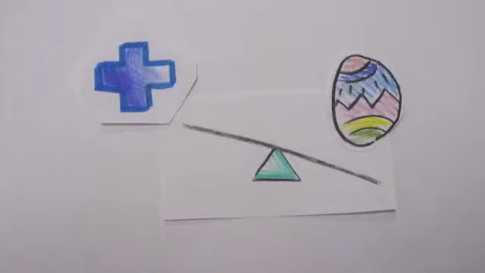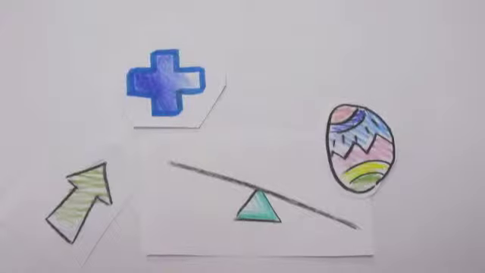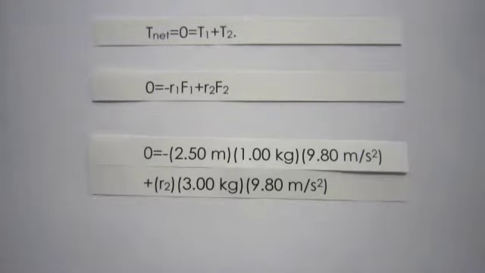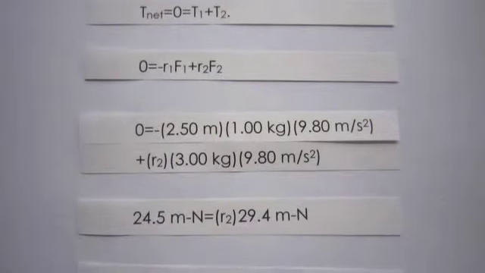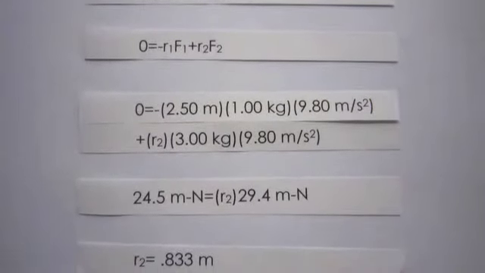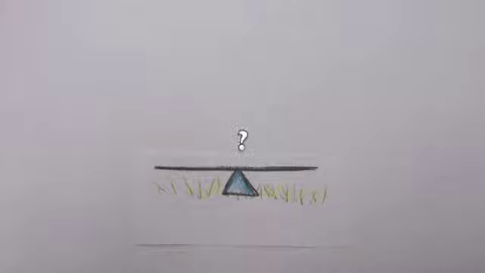To balance the forces on the seesaw, for simplicity's sake, have the force going counterclockwise be negative, and the force going clockwise be positive. With that established, one can plug in the variables into the equation. So the 3 kilogram egg must be placed 0.833 meters from the pivot to achieve rotational equilibrium. Okay, simple enough. So what if the pivot point is not centered?